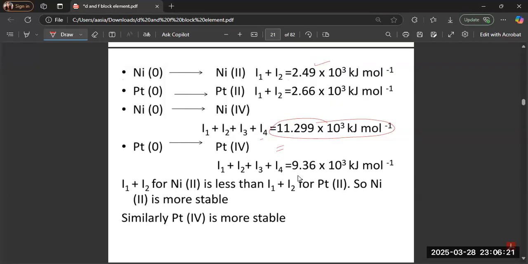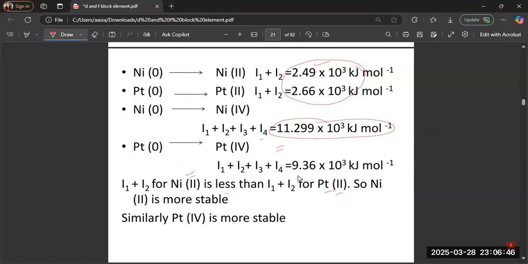If we compare nickel 2+ and platinum 2+, which one is more stable? We can see that I1 plus I2 for nickel is less than I1 plus I2 for platinum. See here, compare these two. Which one is more, right?